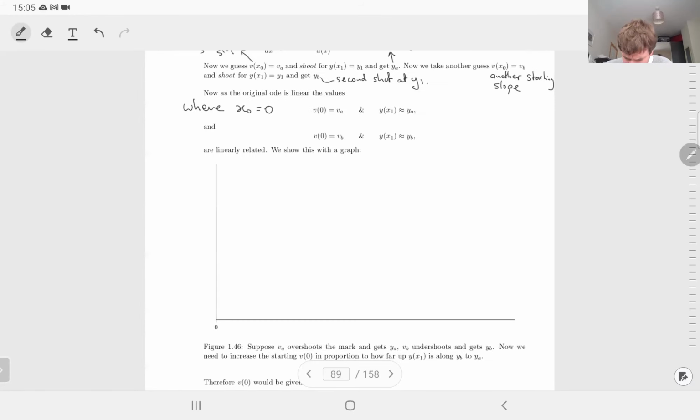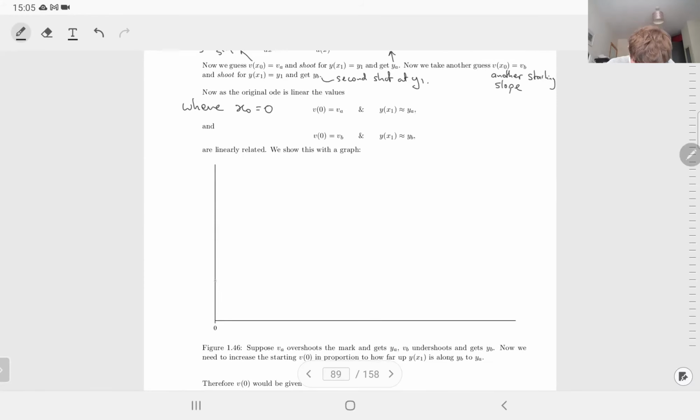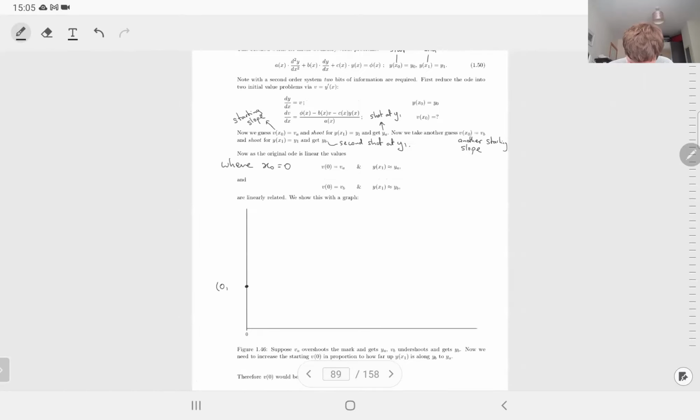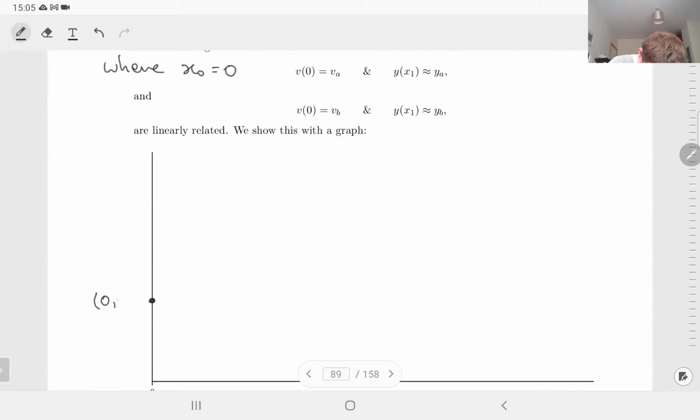Okay, so say here is our starting position. This is x equal to zero, y equal to y zero. And say we're aiming for this point over here, which is x equal to x one. This is the final x value and we're trying to hit y one. Okay, so we take a shot.